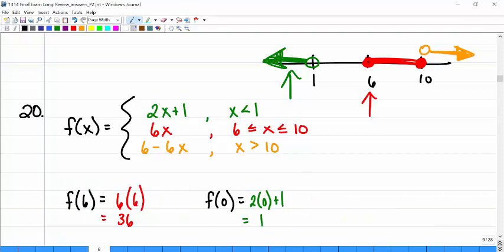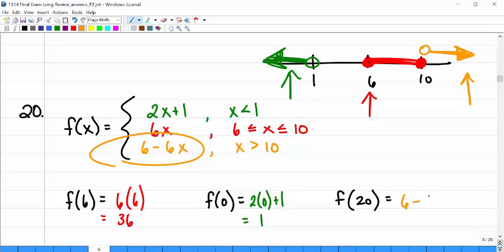What if I had asked for f of, say, 20? Where is 20 on the number line? Well, it's way up here. It would be an orange. So everywhere I see an x on my orange rule, I would plug in 20. 6 minus 6 times 20. 6 minus 120 is negative 114.